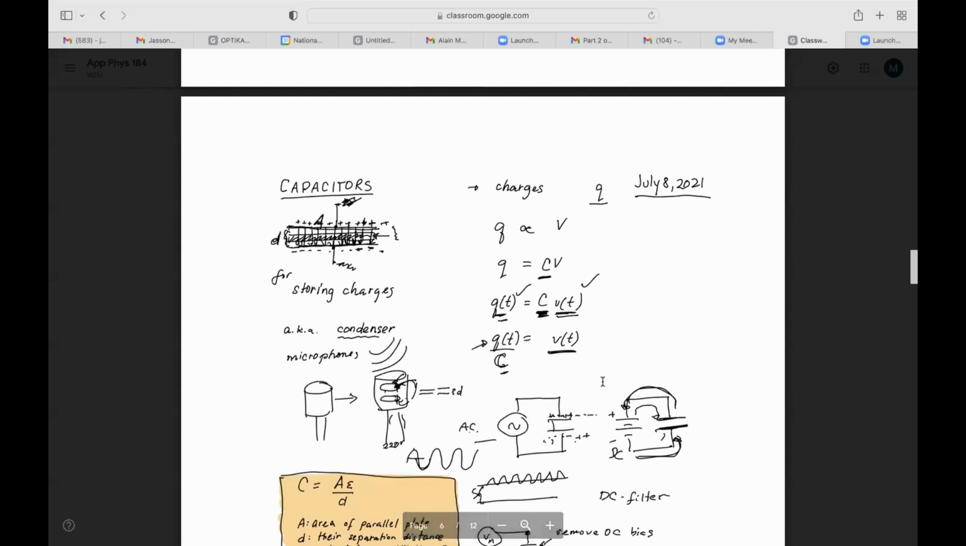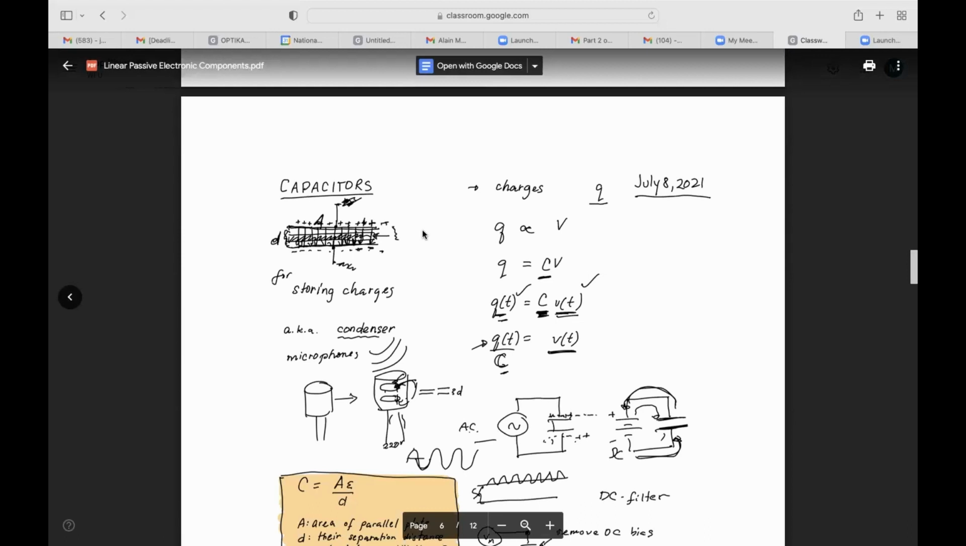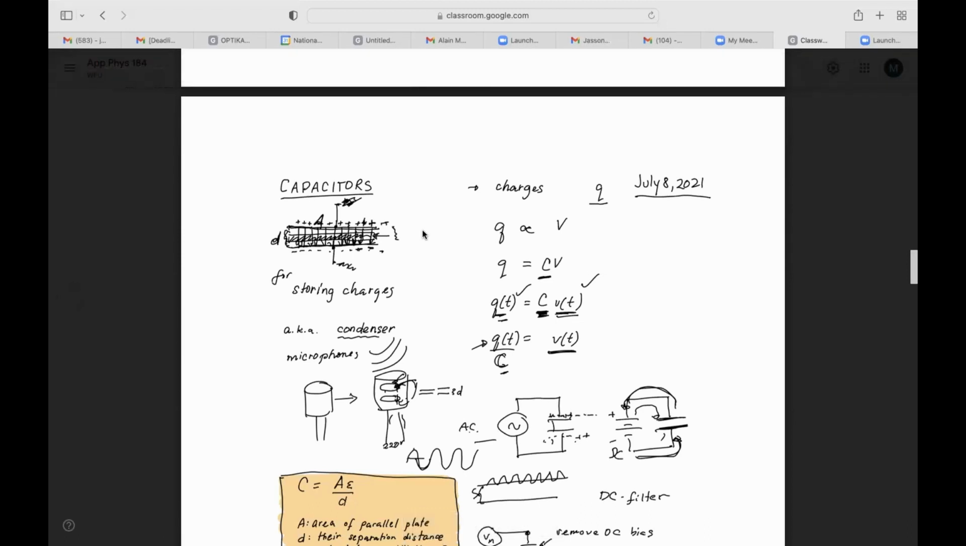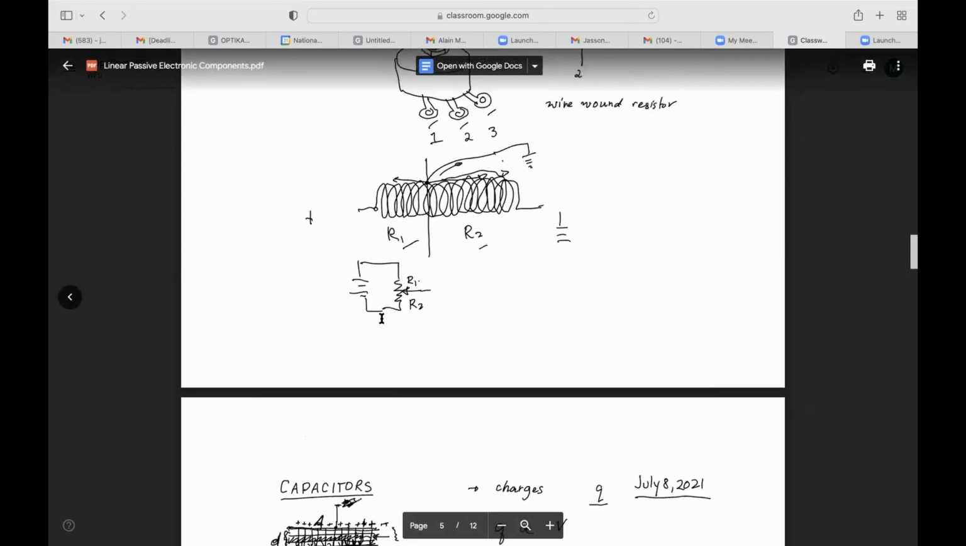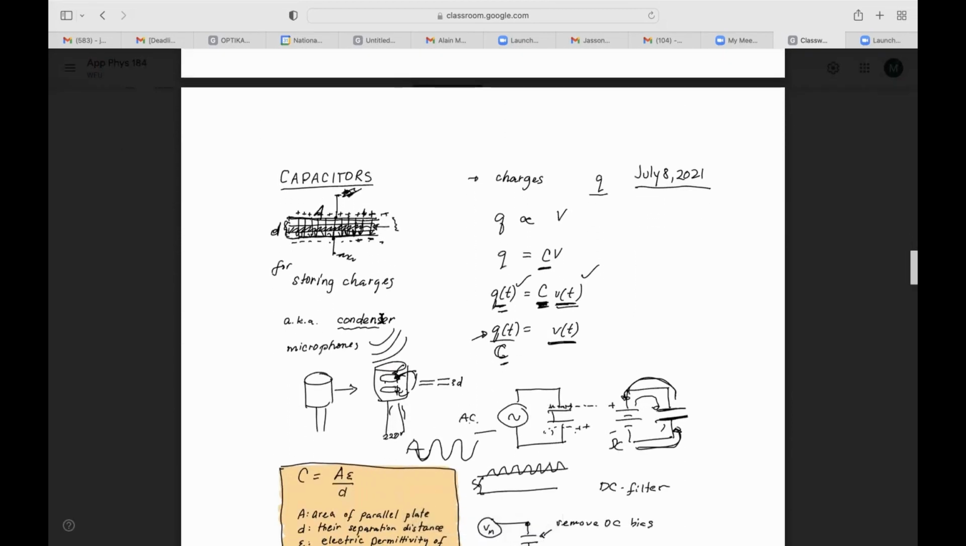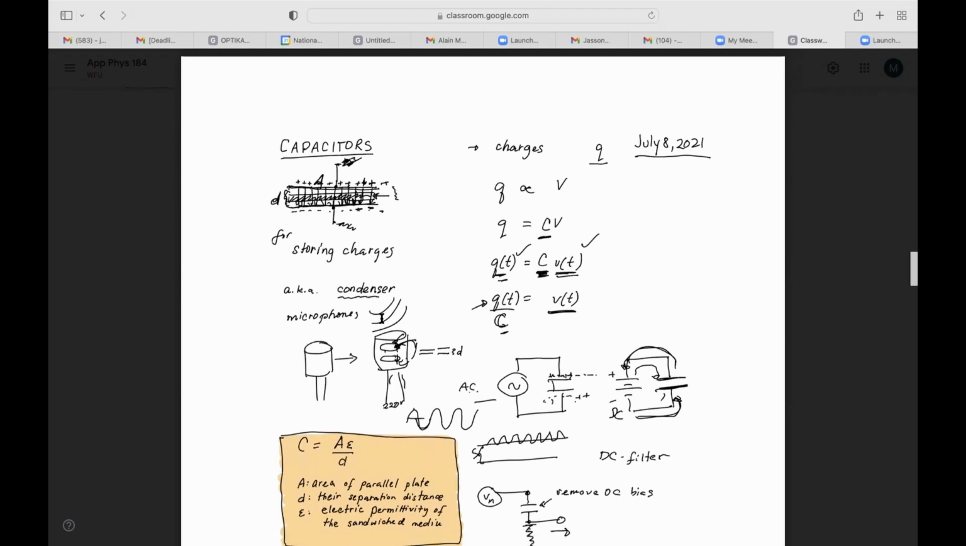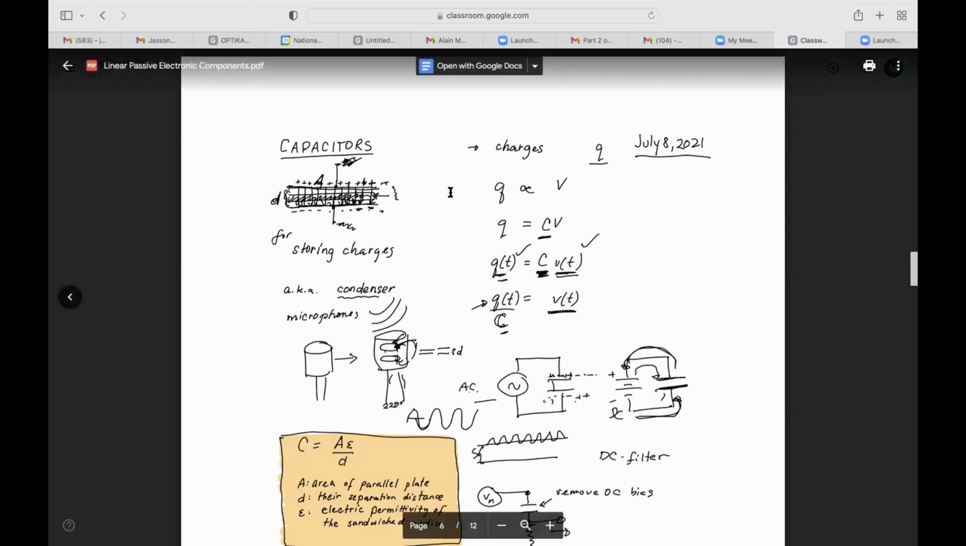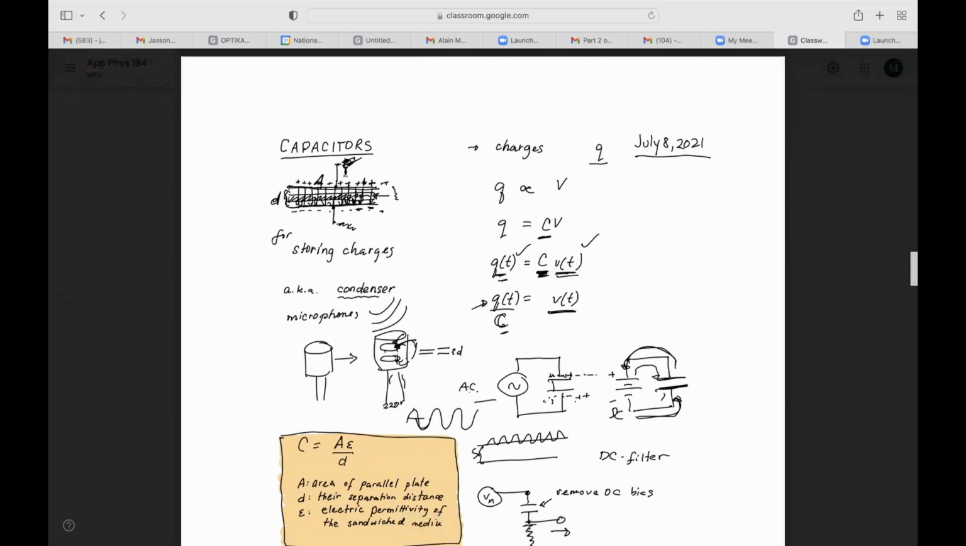If you go back to your Google Classroom and the notes there on the linear passive electronic components, and you go to that page, we start here. Now let's talk about the passive linear components and their physics. Is there an echo? Okay. No echo. Okay. Sige. So, capacitors.